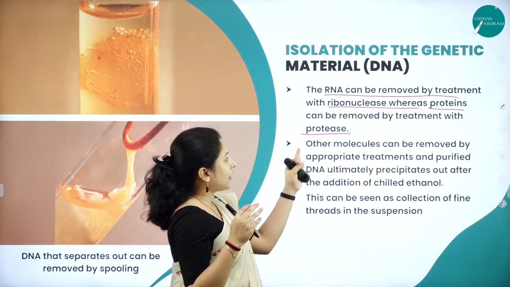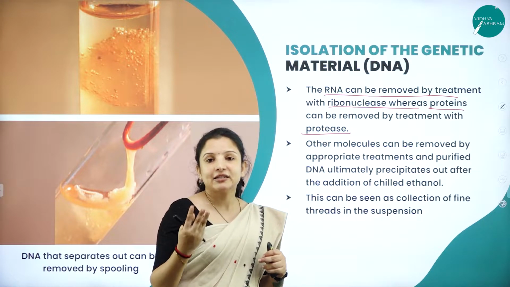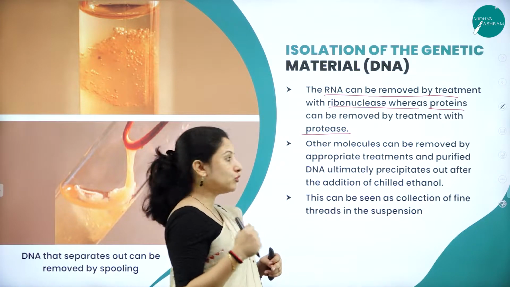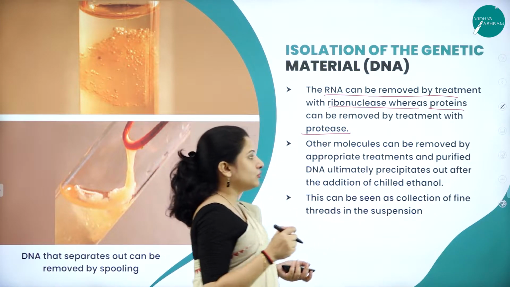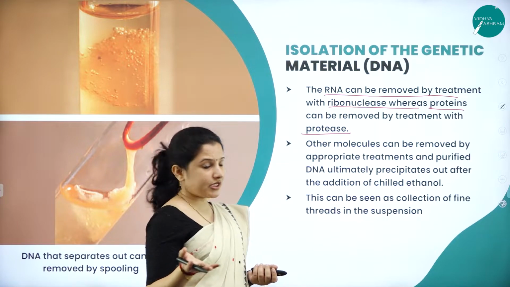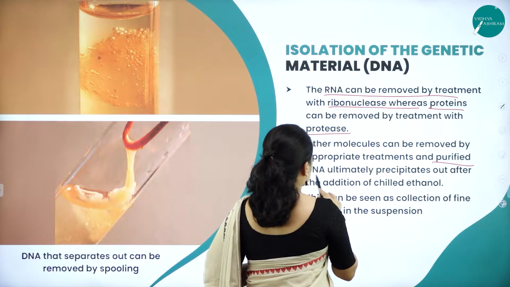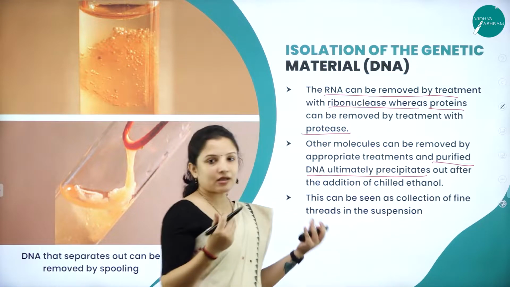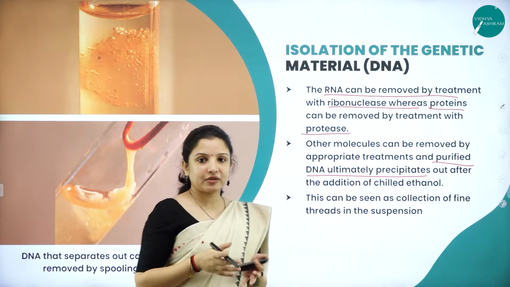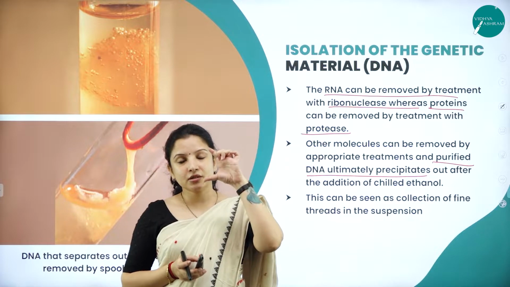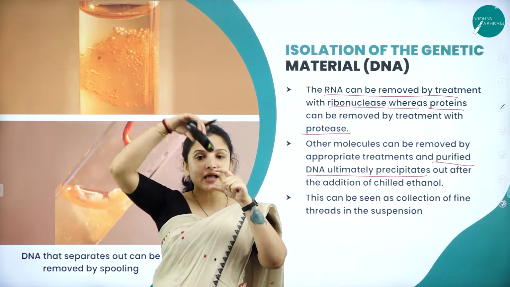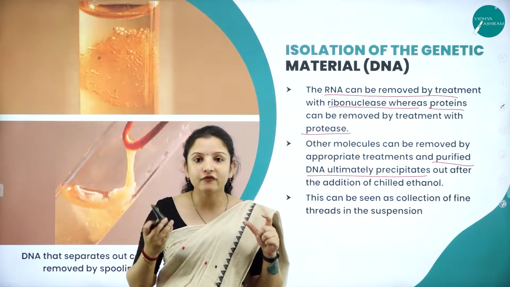Other molecules like lipids are also there. How do you remove them? Other molecules can be removed by suitable treatments, and after that the purified DNA ultimately precipitates out. How can you precipitate it out? What you do is, to that DNA you start adding ethanol. Ethanol is a form of alcohol.